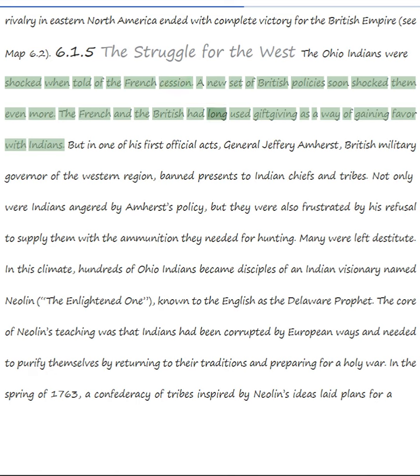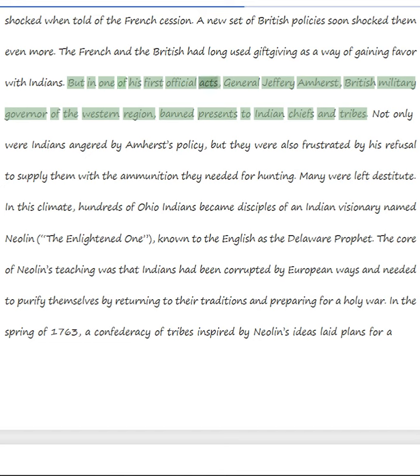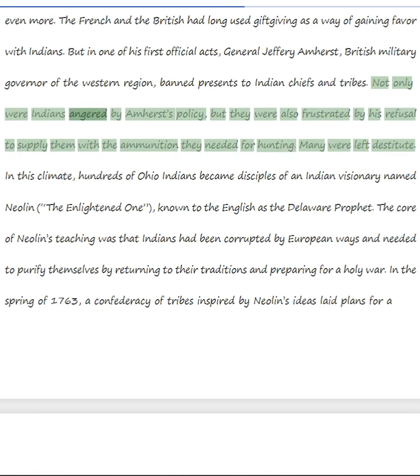The French and the British had long used gift-giving as a way of gaining favor with Indians. But in one of his first official acts, General Jeffrey Amherst, British military governor of the Western region, banned presents to Indian chiefs and tribes. Not only were Indians angered by Amherst's policy, but they were also frustrated by his refusal to supply them with the ammunition they needed for hunting.